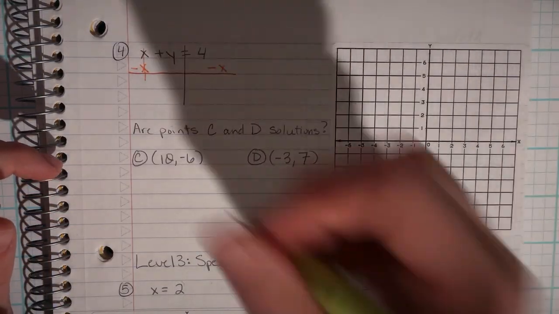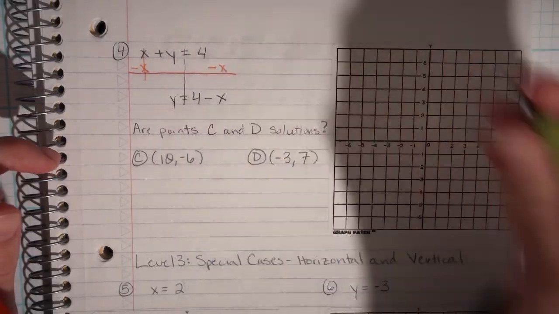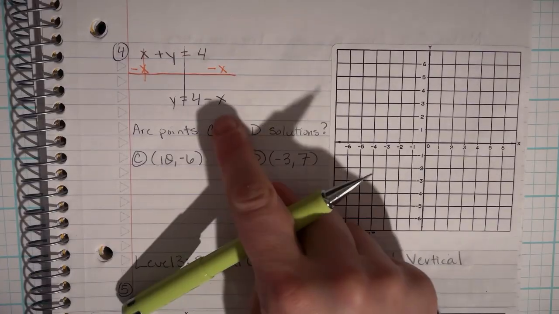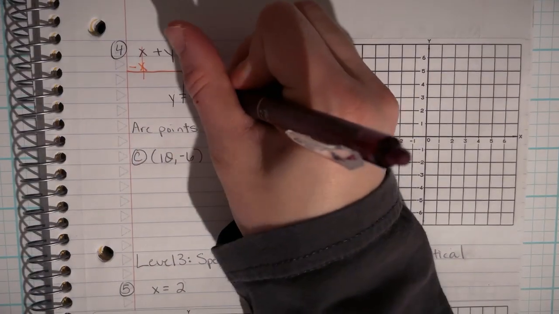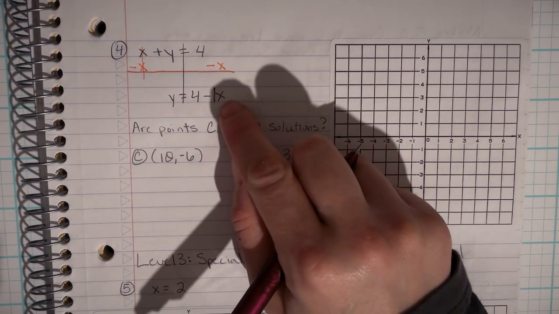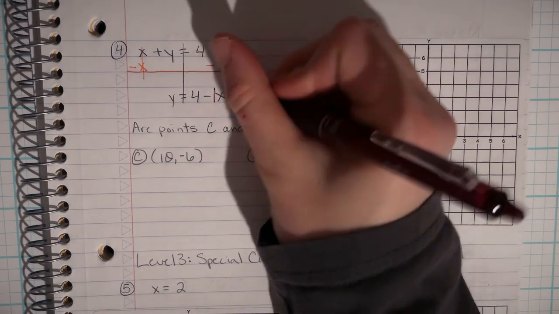We're left with y equals 4 minus x. Now some people are going to be like, Miss R, there's no number in front of this x. Well, it's that invisible one we talked about. Okay? So just be careful. There was something there, so it won't be 0. So that's where you got an invisible 1.